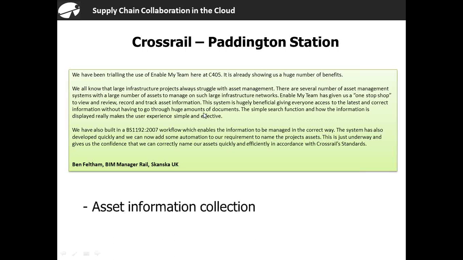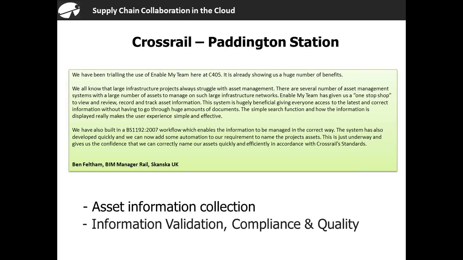Paddington is essentially Costain Skanska JV. One of the things that we're helping them do is collect asset information for meeting Crossrail's minimum requirement. The way we collect information is validated and is compliant with Crossrail standards, and it's obviously better in quality as well.